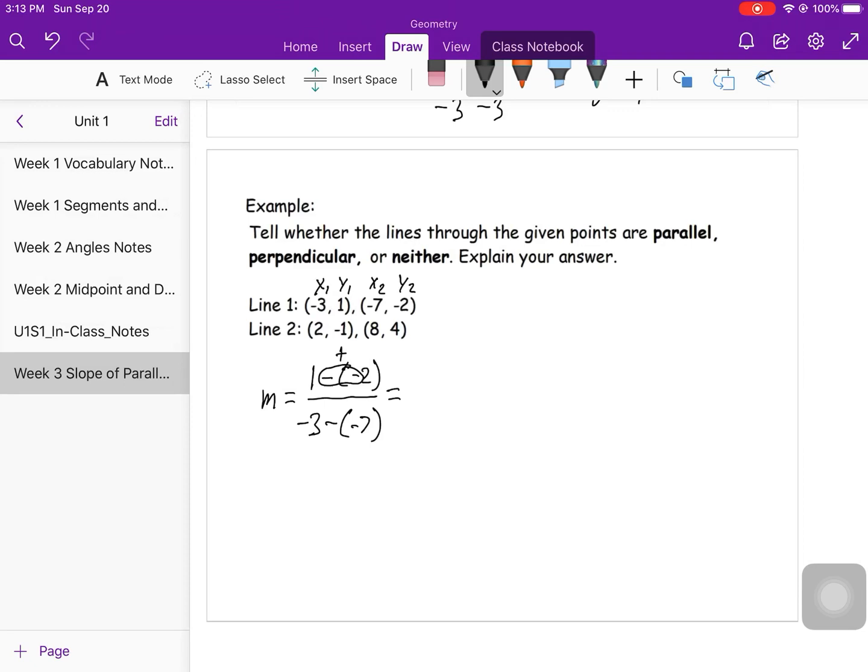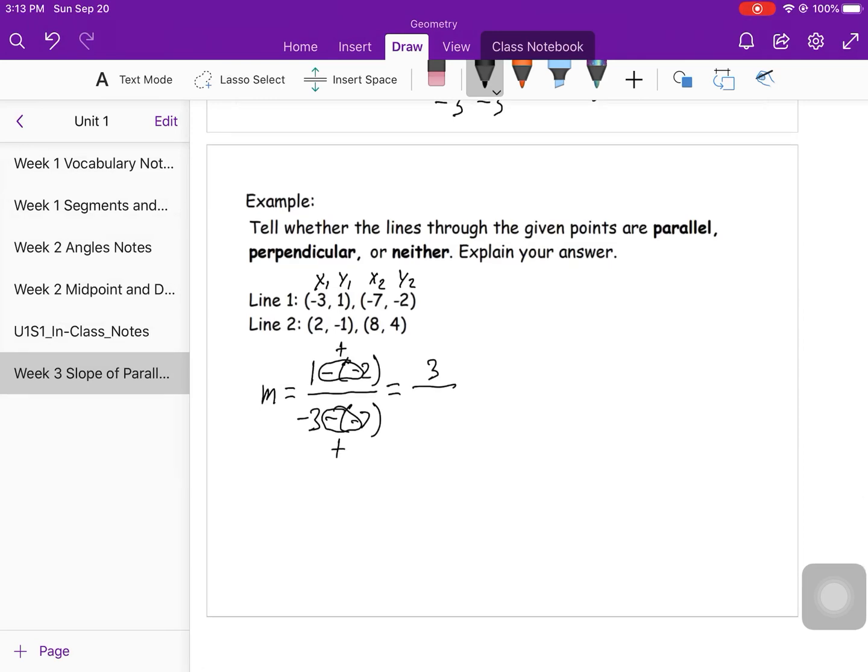1 minus negative 2 becomes a plus, so that's 1 plus 2, which is 3. And then down here, plus 7, because 2 negatives again. Negative 3 plus 7 gives us 4. So we have m equals 3/4 for this one right here. Now I'm going to go on to the next one.